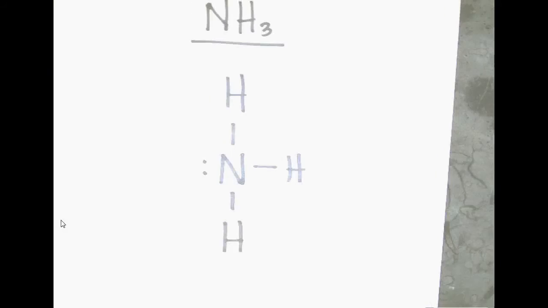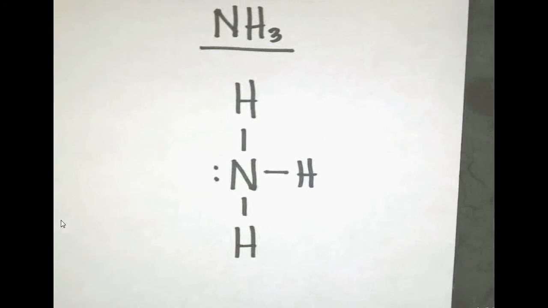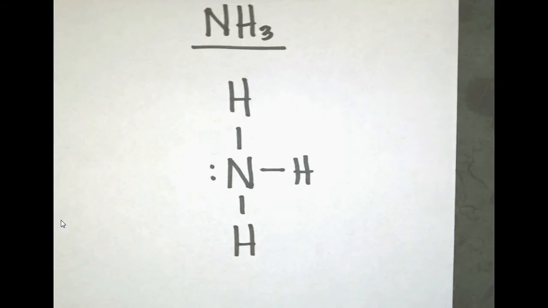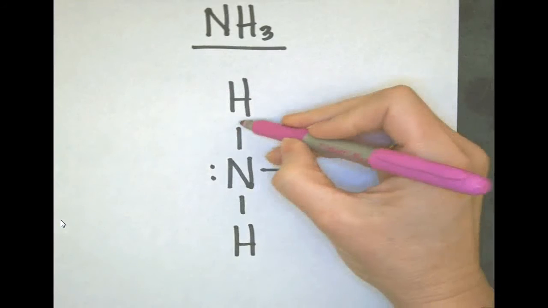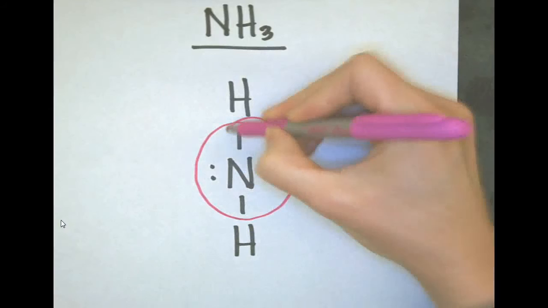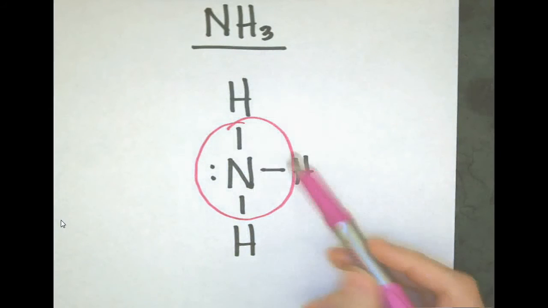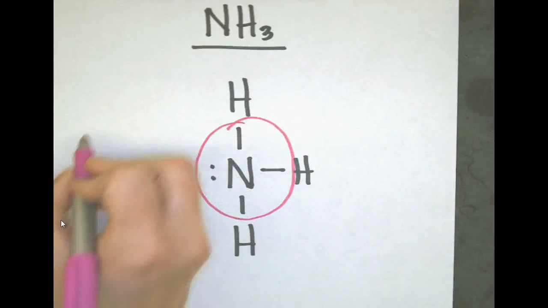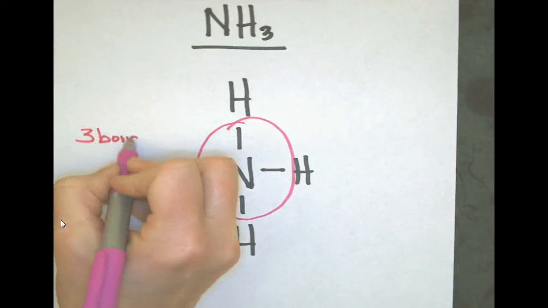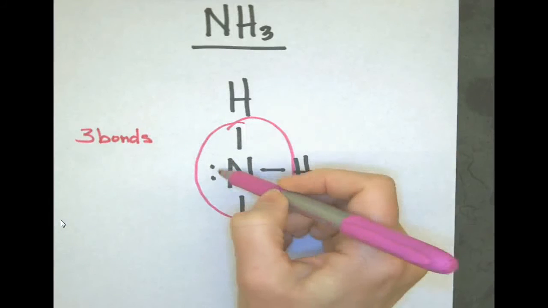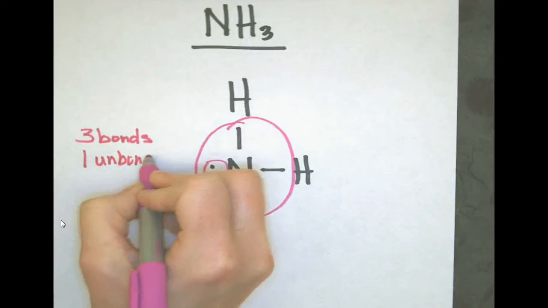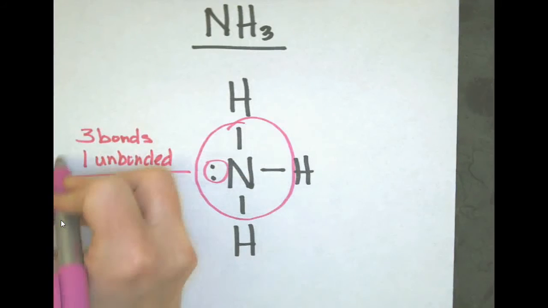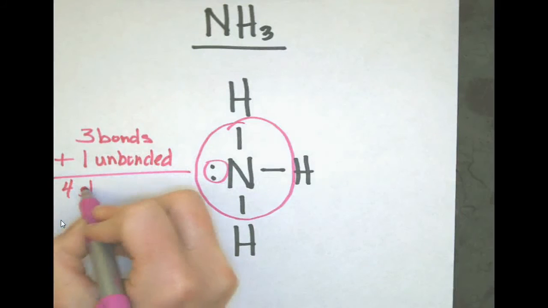Example number 3 is ammonia, NH3. We're going to circle that central atom again. Based on what I see in the central atom, I see 1, 2, 3 bonds. So 3 bonds. And I have an unbonded pair. So 1 unbonded. 3 plus 1 gives me 4 structural pairs.